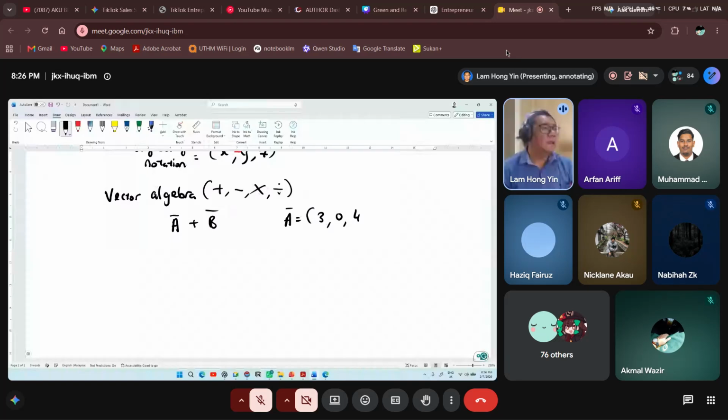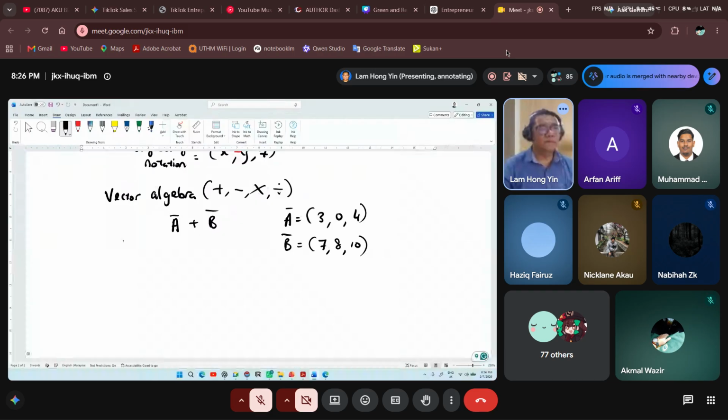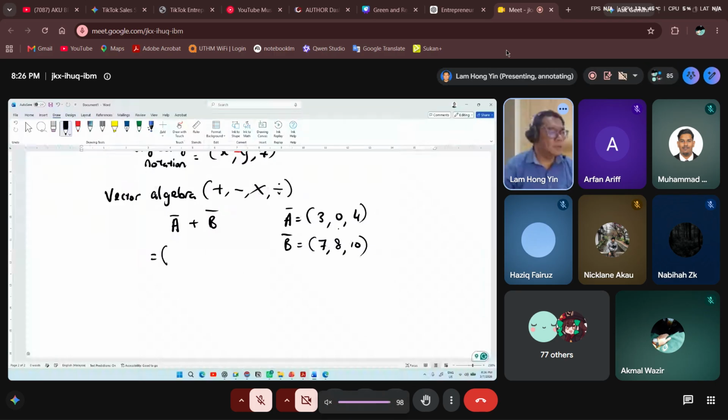For example, if I want to add vector A and vector B, you add 3 plus 7, then you add 0 plus 8, and you add 4 plus 10. This one is engineering notation, as I mentioned. If I use engineering notation, automatically you know this is the x-axis, this is represented by the y-axis, and this is represented by the z-axis, right?